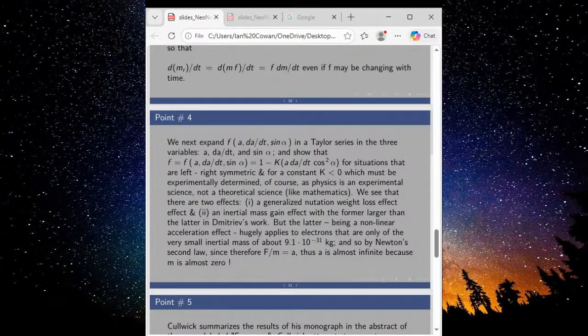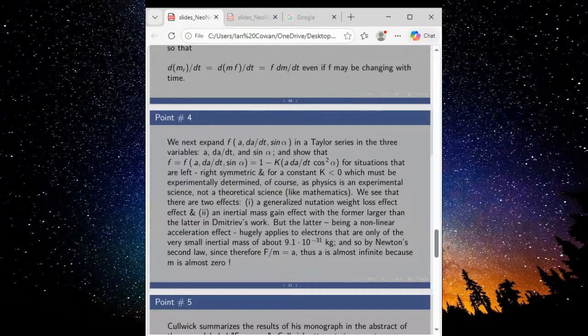Okay, we next expand this mass change function in a Taylor series in the 3 variables a, dA/dt, and sine alpha, and show that f equals 1 minus this constant times a, dA/dt, cosine squared alpha for situations that are left-right symmetric, and for constant k less than 0, which must be experimentally determined, of course. And so we see that there are 2 effects: a generalized nutation weight loss effect and an inertial mass gain effect, with the former larger than the latter in Dimitriev's work.